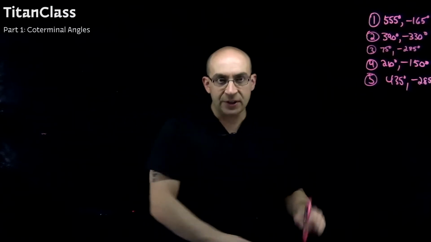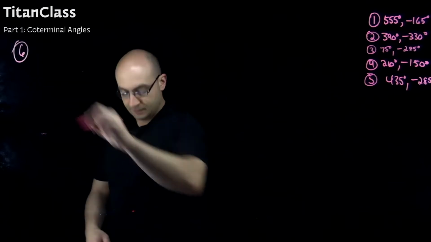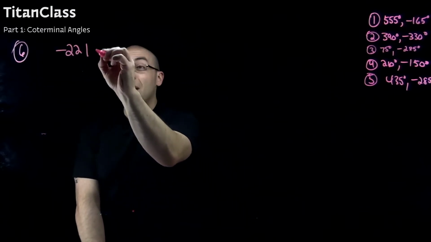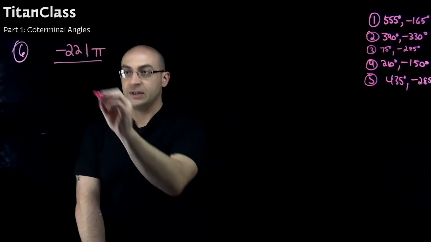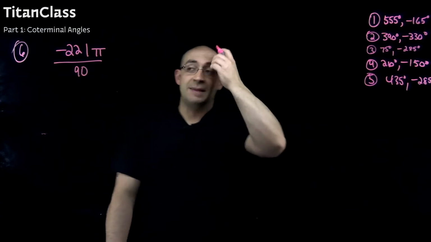All right, number 6 is where things change a little bit, right? So number 6, don't worry, we're in this together. I've got negative 221 pi over 90. Okay. Wow, this is a mess.